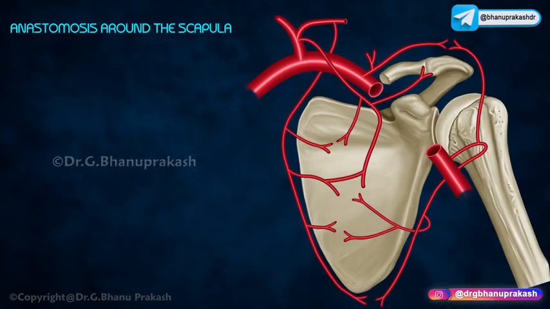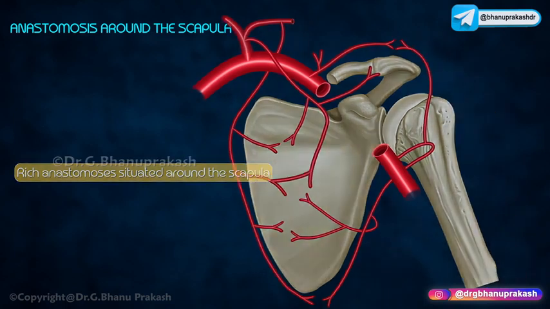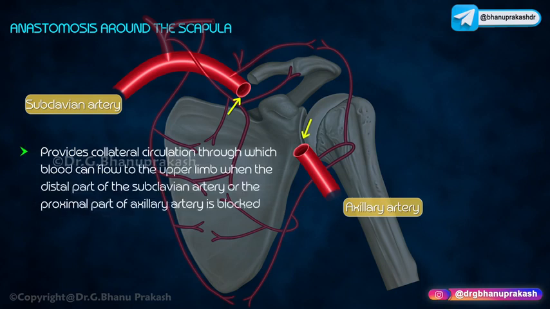Anastomosis around the scapula. This is a rich anastomosis situated around the scapula and is between branches of the first part of the subclavian artery and the third part of the axillary artery. This anastomosis provides collateral circulation through which blood can flow to the upper limb when the distal part of the subclavian artery or the proximal part of the axillary artery is blocked. It takes place at two sites.